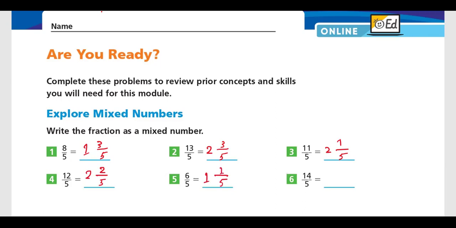Remainder is 1. How many 5 in 14? So it's 2. 2 times 5 is 10. And the remainder is 4.